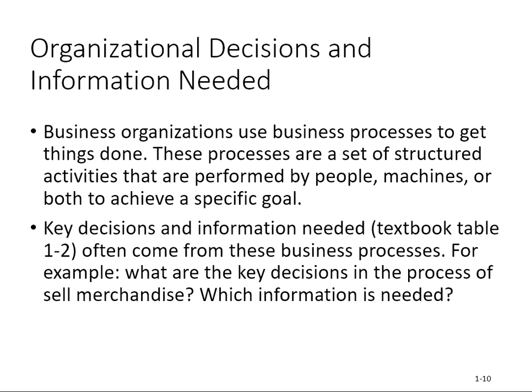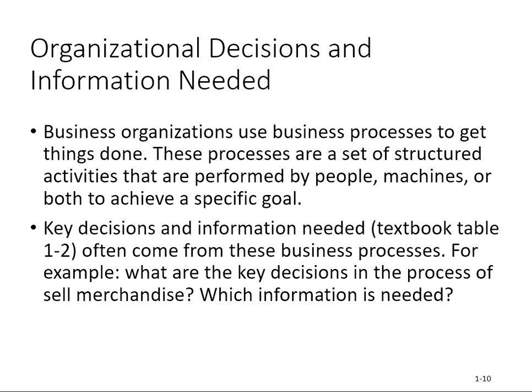Then we talk about organizational decisions and information needed. So business organizations use business processes to get things done. For example, we have processes like acquiring capitals, acquiring equipment, hiring or training employees, and selling merchandise. All these we call the processes. These processes are a set of structured activities that are performed by people, machine, or both to achieve specific goals.